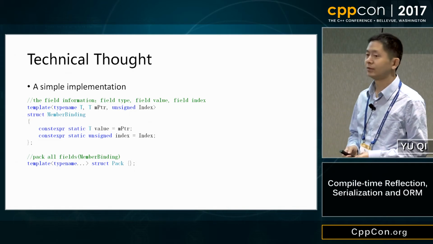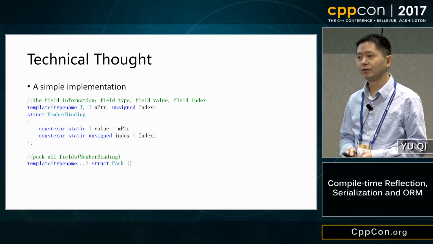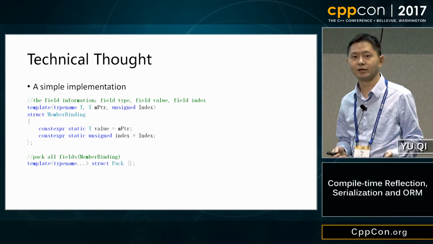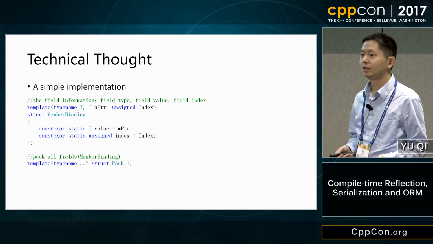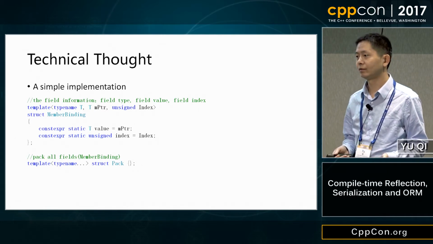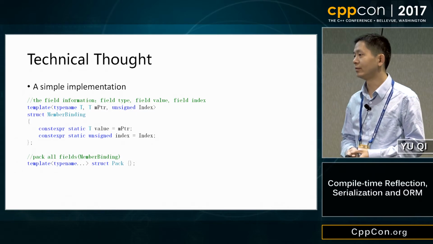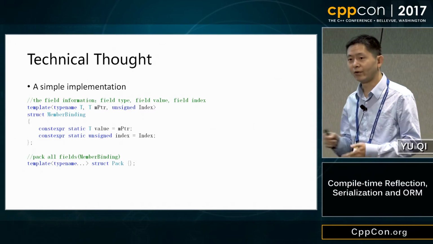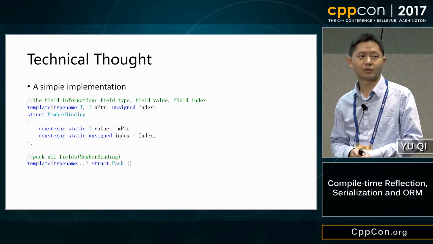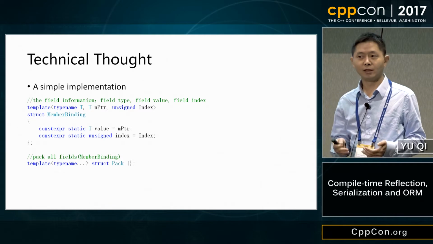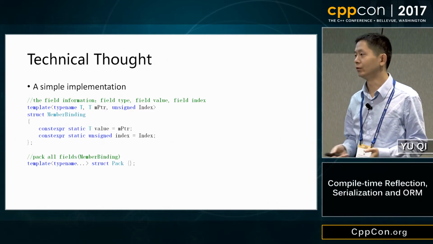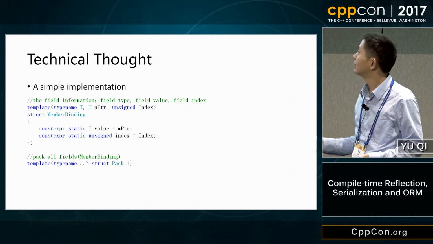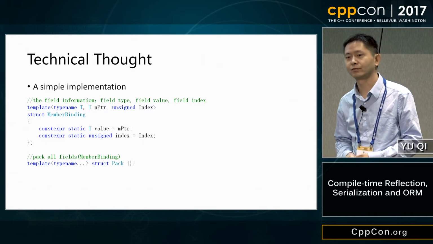There is a template class member binding. This member binding has three parameters. The first parameter is the type of the field, and the second parameter is the field's reference. It's a pointer. The last parameter is the sequence. So the member binding can represent a field, and we need to pack all the fields, so we use a variadic template class pack to pack all the fields.